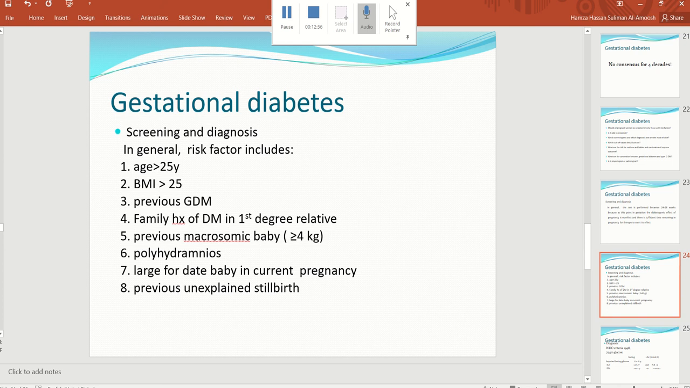Now, if the first screening at the dating scan is normal, and you have one of these risk factors, which is age more than 25, BMI more than 25, previous gestational diabetes, family history of gestational diabetes in a first degree relative, like the mother or the father, previous big babies more than 4 kilograms, previous stillbirth, polyhydramnios, or big baby in this pregnancy, then you can screen with glucose tolerance test between 24 and 28 weeks.